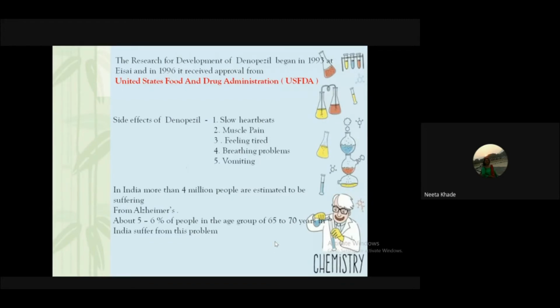Now, in India, more than 4 million people are estimated to be suffering from Alzheimer's. About 5 to 6% of people in the age group of 65 to 70 years suffer from this problem in India. The most common age group is from 65 to 70 years, which means that at old age, most people suffer from this disease.